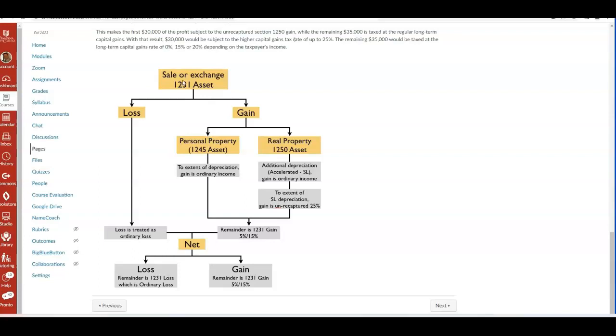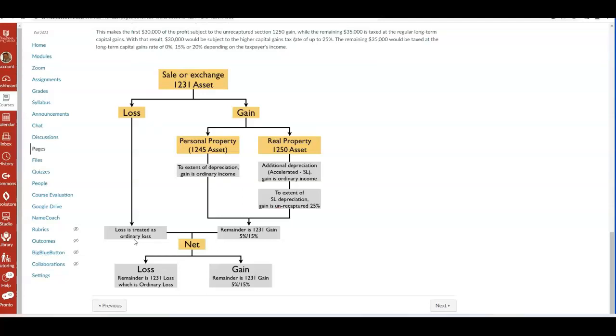We have 1231 exchange, sales or exchange of a 1231 asset. You might have a loss, you might have a gain. Let's go with loss, which is easier. If you have a loss, the tax benefit is good because it will be treated as ordinary loss. And that's very good because you can use it against any income, ordinary income. You can use it against ordinary income easily.